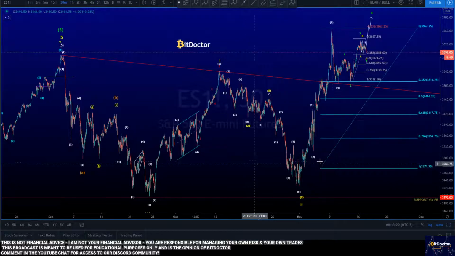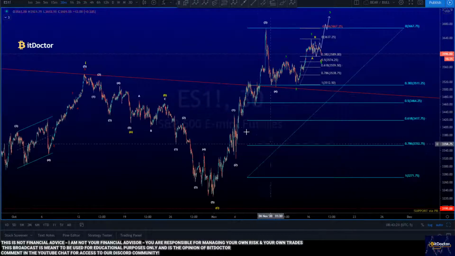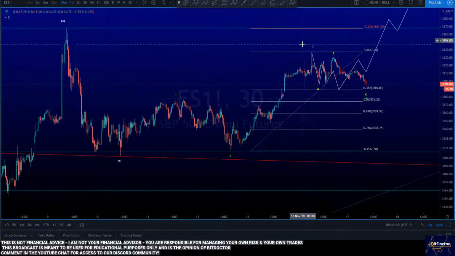So this looks fantastic still, and nothing really has changed here for me. Still, I think we've got a 1, 2, 3, 4. We're working on the 5. 1, 2, 3, working on the 4. I think we're almost done, and then we go up for the 5. And where is that 5 going to land? Well, let's see if we can find a target for you guys here.